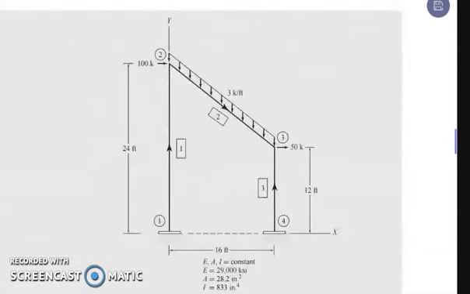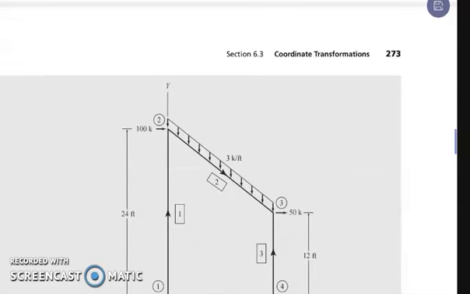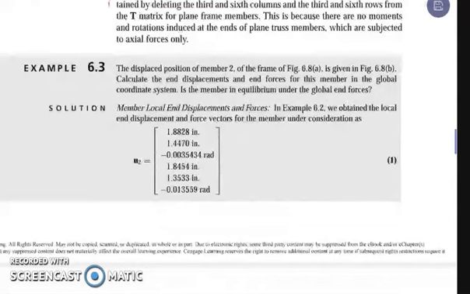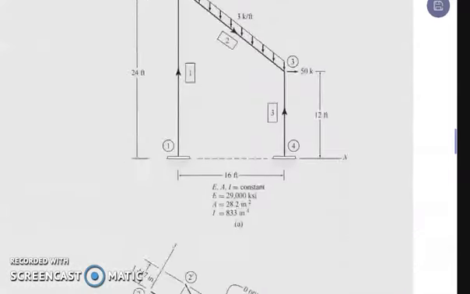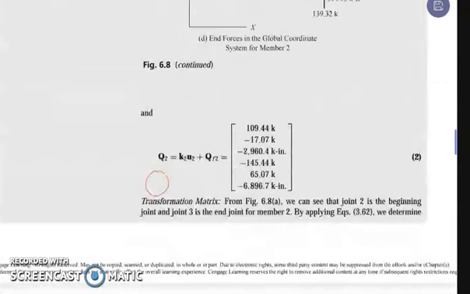This problem continues from the previous problem, problem 6.2, and we are now able to identify our member end displacement in the local coordinate system based on our solution. So this is now the value for our member end displacements in the local coordinate system, as we computed in the previous problem. And similarly, this is also the value for our member end forces in the local coordinate system, Qs of 2.